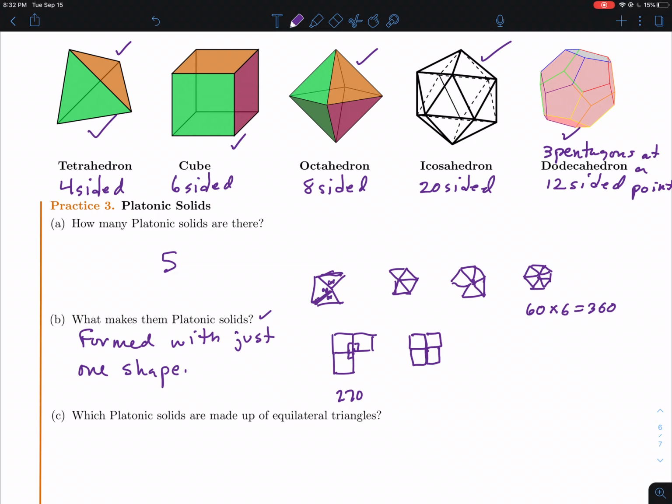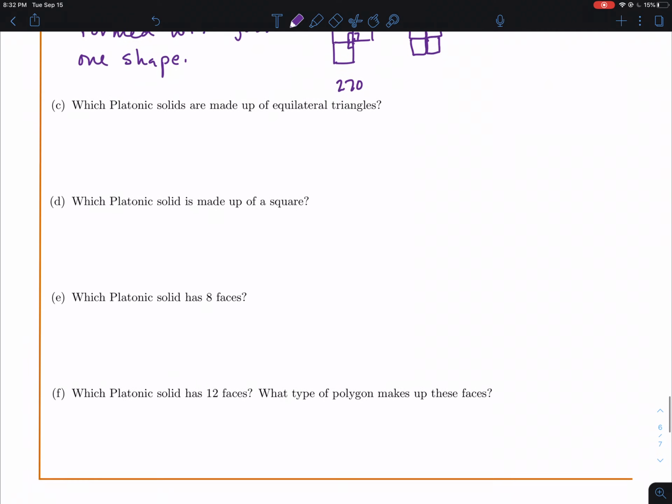So that's what makes them a Platonic solid. I probably went into way more detail than you guys care about, but it's kind of a cool thing how these were actually invented. I mean, I'm talking a long time ago, like 200, 300 AD. This is old stuff. So it's pretty neat. So I'll leave the rest of these for you guys to check out.